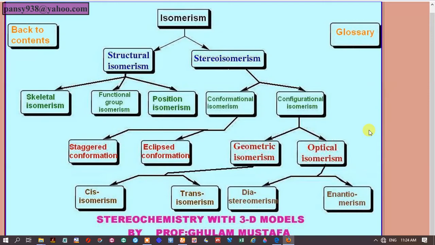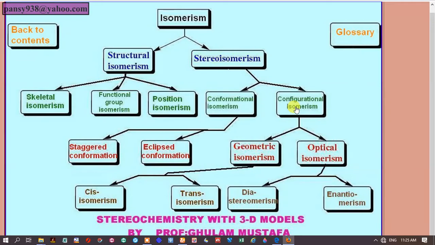Just to recall, we were discussing isomerism, of which we discussed structural isomerism and stereoisomerism. We saw that there are two main types of stereoisomers. One of them is the conformational isomers and the second one is the configurational isomers. The conformational isomers result due to the rotation of sigma bond, while in configurational isomerism there is no rotation of sigma bond.